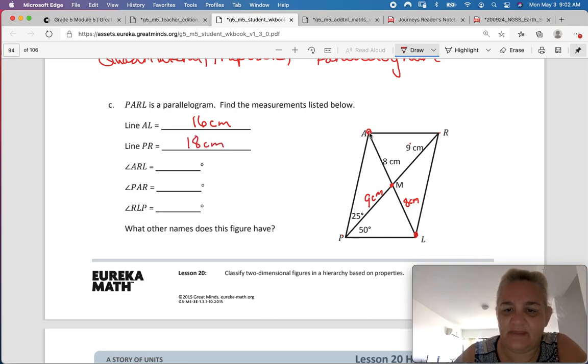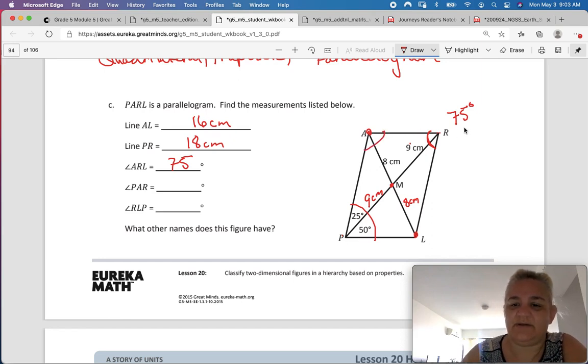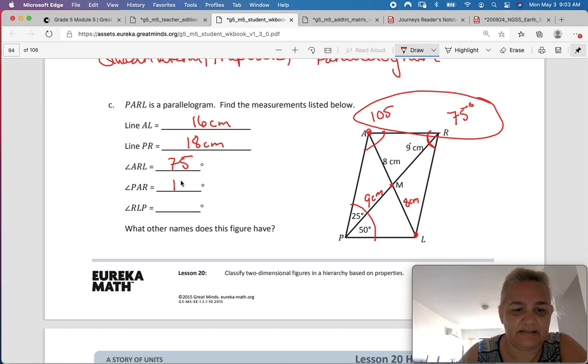Angle ARL. Okay, so they want to know that angle right there. And we know that opposite corners on parallelograms are the same. So if this one is 50 plus 25, which is 75, that makes this also 75. Angle PAR, that's this one. Okay, so we know that this angle and this angle together are going to equal 180, so that must be 105, right? And RLP is the opposite of this angle, so that's also 105.